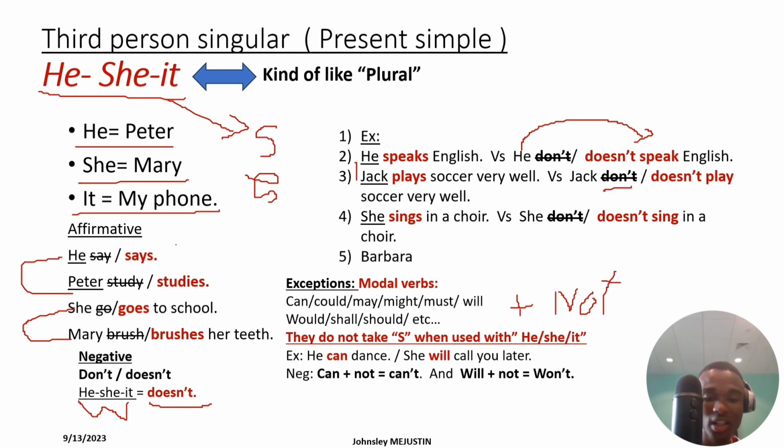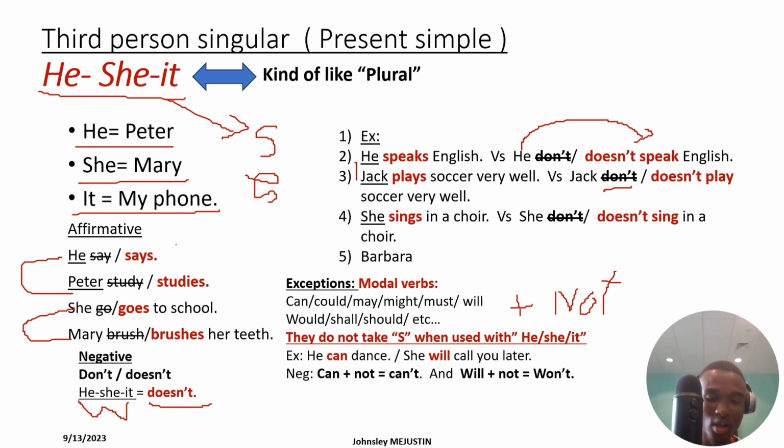Can, cannot. Not doesn't can. Don't say doesn't can, or don't can. Don't say don't could, or doesn't could. Can, cannot. Could, could not. May, may not. Must, must not. Might, might not. Will, will not. Would, would not. Shall, shall not. Should, should not. He can dance. He cannot dance, or he can't dance. She will call you later, or she will not call you later. That's the negative. You see? He can dance. He will call you later. He can't dance. He will not or he won't call you later.